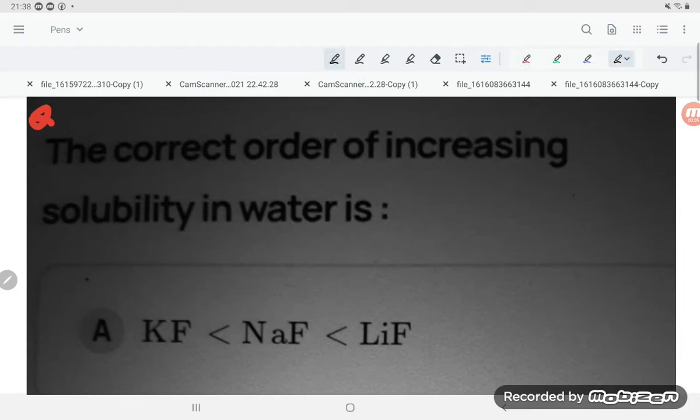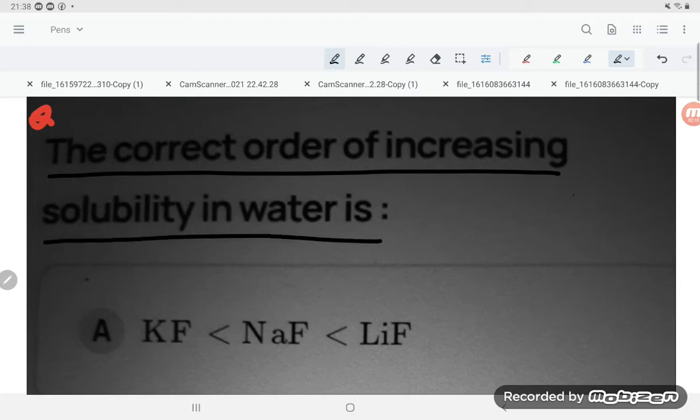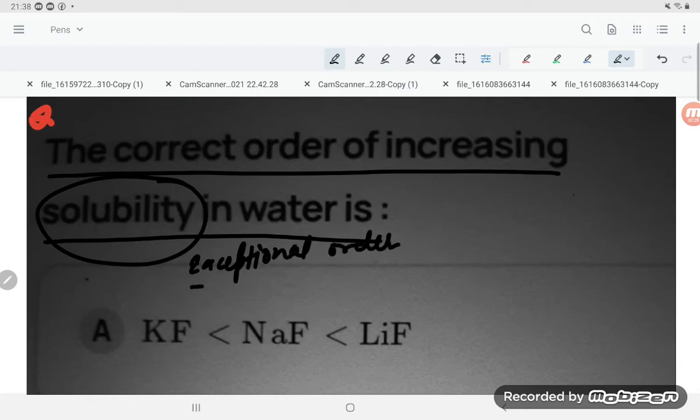Okay, what is the problem all about, students? They are asking for the correct order of increasing solubility in water. There are n number of factors for solubility in water, and solubility is exceptional. In many cases you will find that it has an exceptional order, and there are so many reasons as well, right, students?